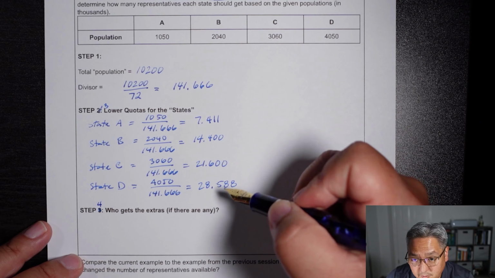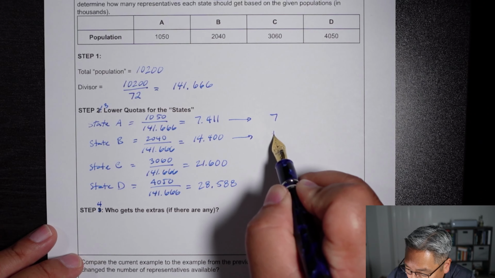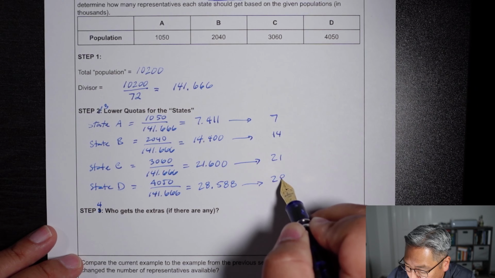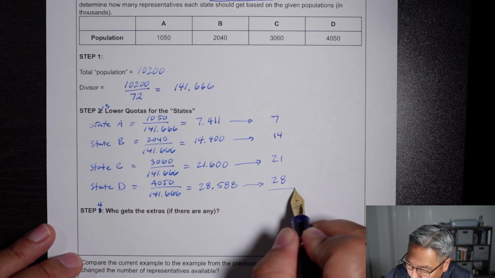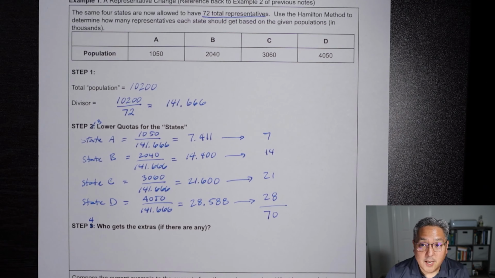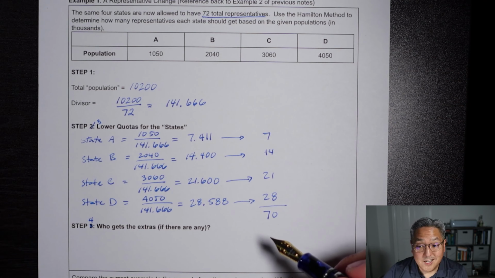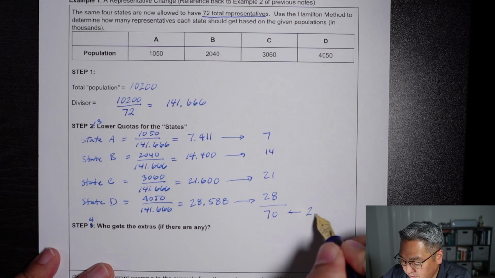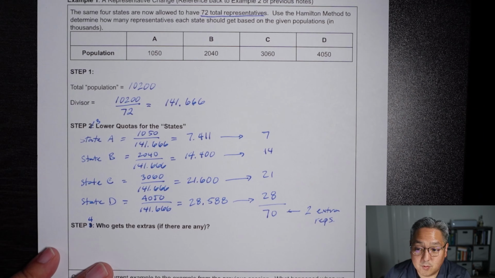So we find our quotas, then we find our lower quotas: 7, 14, 21, 28. We're grabbing the whole number parts. We add those up and get 70. Now, we originally had 72 representatives to apportion, so we're short by 2 representatives. So we have 2 extra reps.